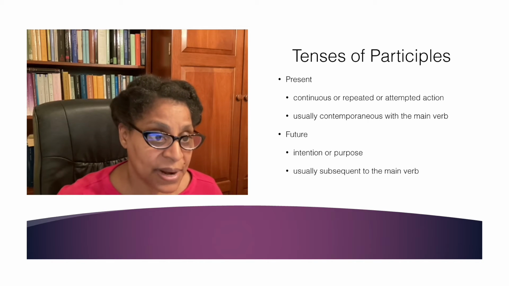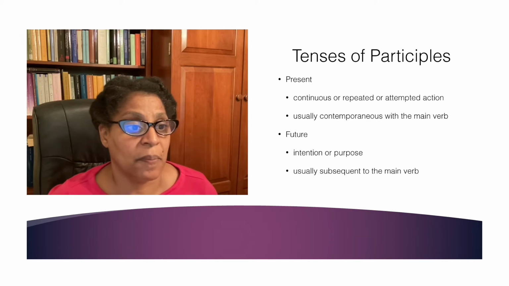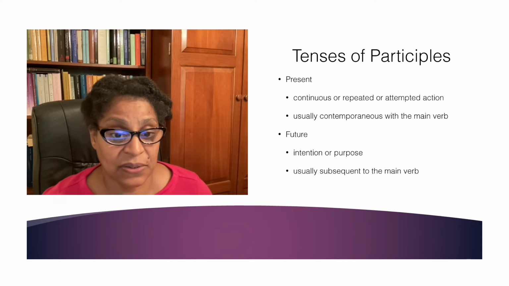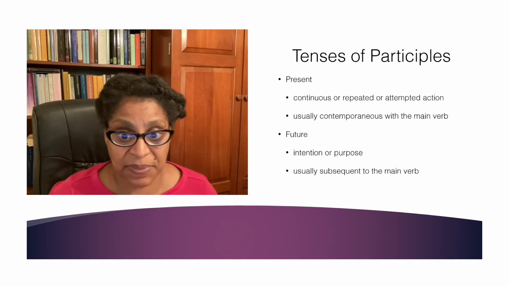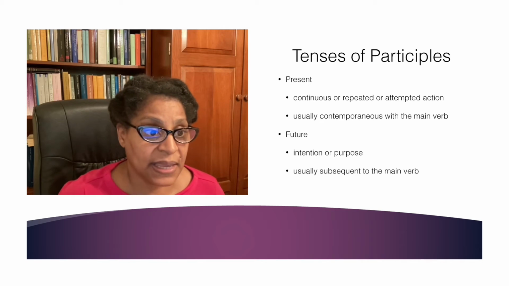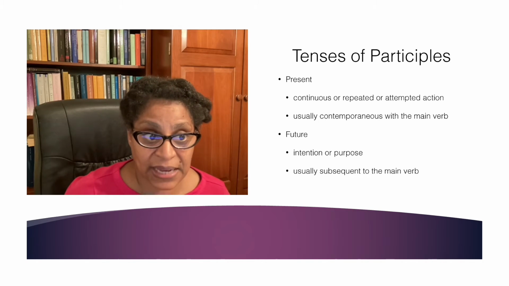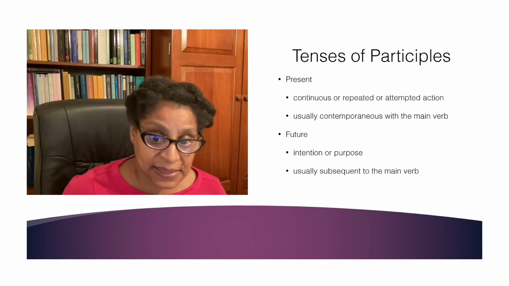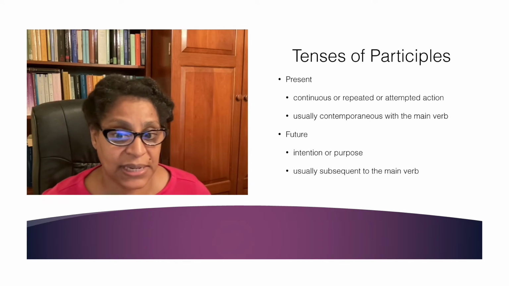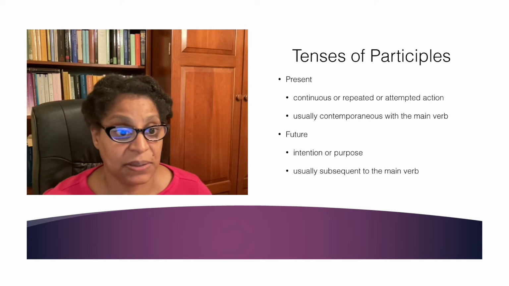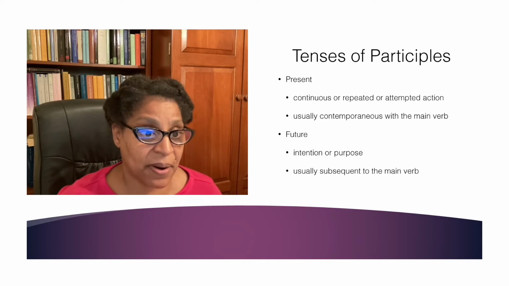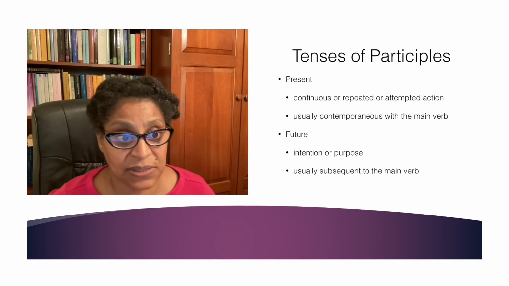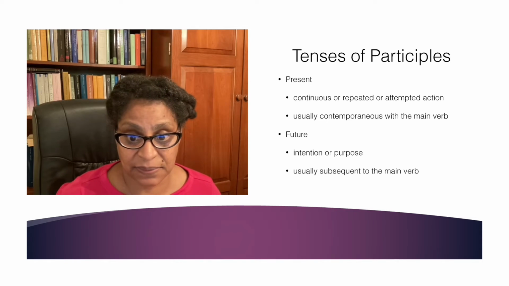So in the case of the present participle, so participles that are using that present stem, the first principal part, they indicate continuous action, repeated action, attempted action. And yes, they're usually contemporaneous with the main verb. But the thing that's more important about the participle is the kind of action it is. So continuous, repeated, or attempted action.